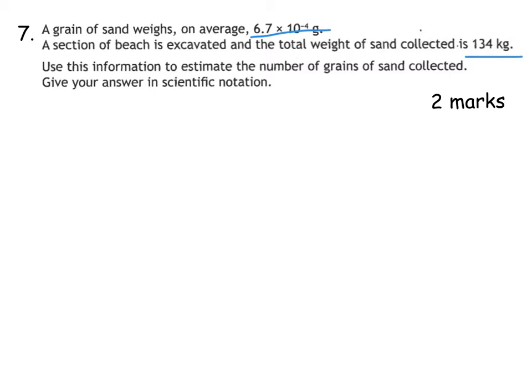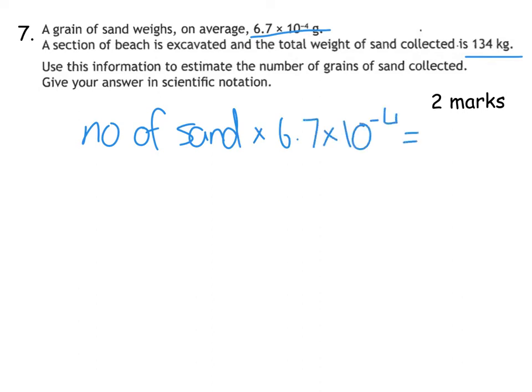So what we have is the number of grains of sand times the weight gives us 134. So to get the number of grains, we're going to have to divide by the scientific notation bit. It's really hard because most people know it's a divide, but we get confused and think, oh, which one do I divide by? So that's why I wrote it out like this, which isn't necessary, but it helps get my head around it, because this 134 is the total weight, this is the weight of 1, and to get the total weight, I would have multiplied the two together. So the number of grains would be 134 divided by 6.7 times 10 to the negative 4.